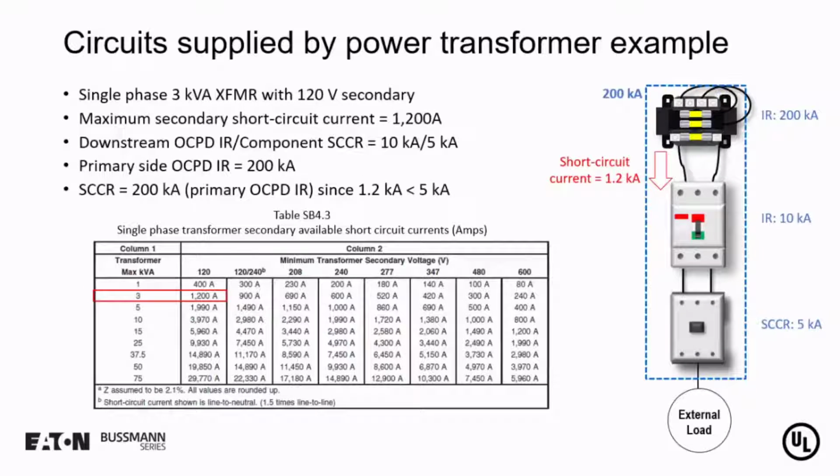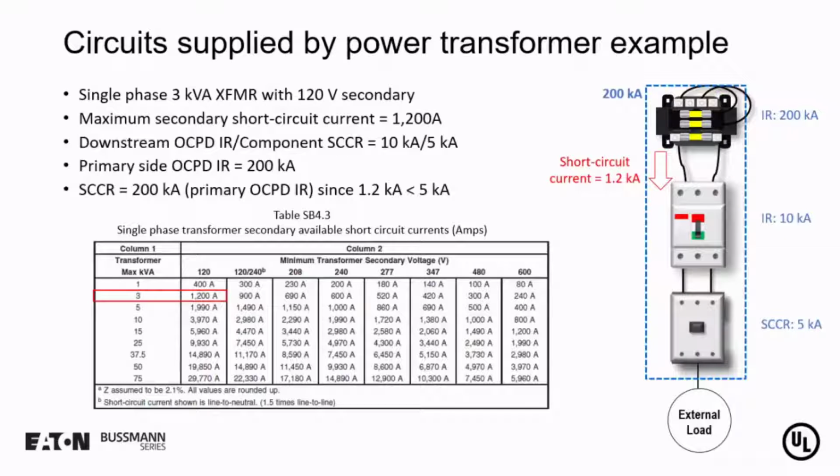So now we look at the downstream overcurrent protective device interrupting rating, and we look at the component short circuit current ratings, and we see that what looks like a circuit breaker has an interrupting rating of 10 kA, and then we have a contactor connected to the load side of the breaker, which has a short circuit current rating of 5 kA. So we see that these products can now be protected because they have ratings, either interrupting rating or short circuit current rating, greater than the available fault current that can be delivered by the secondary of the transformer, which in this example is 1,200 amps.